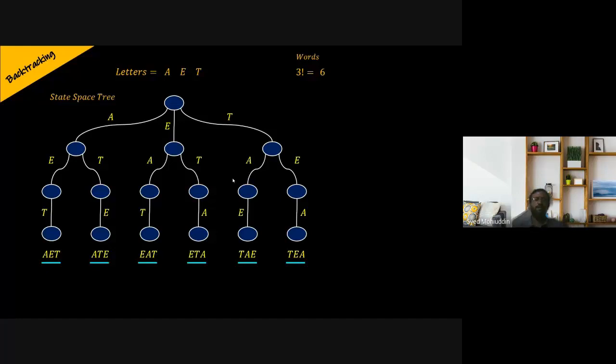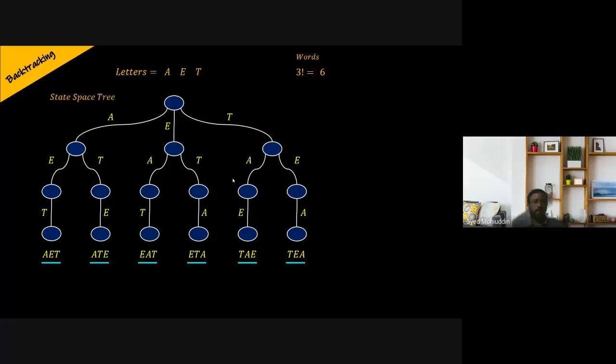And how many leaf nodes did we get in this case? We got 6 leaf nodes, and each path from the root to a leaf node gave us a word. That is what we said, 3 factorial words are possible from these 3 letters. Those are the words we got. So this is the process or procedure of backtracking.